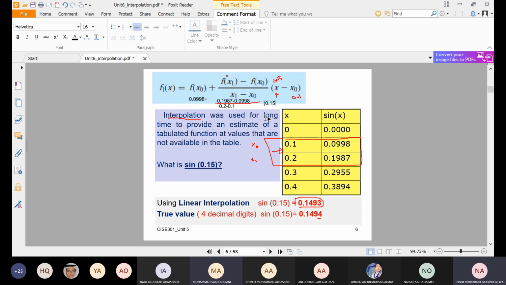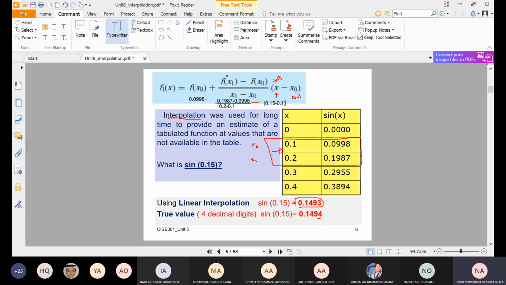No, the true value, we use the calculator directly. This is the estimation. We need the true value, so just take sine of 15 using the calculator and check it. It should be 0.1494, I think this should be in degrees. This is the true value, which you can compute using the calculator.